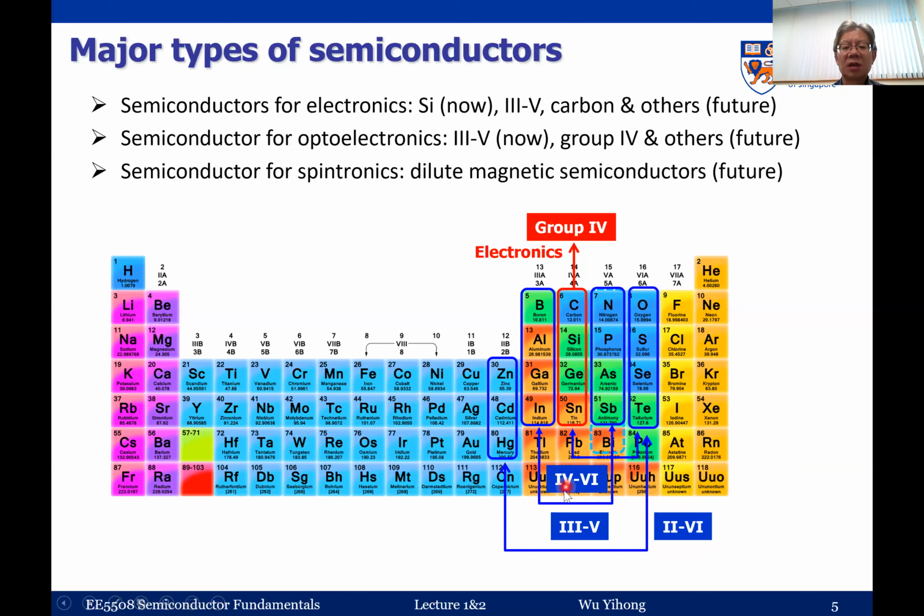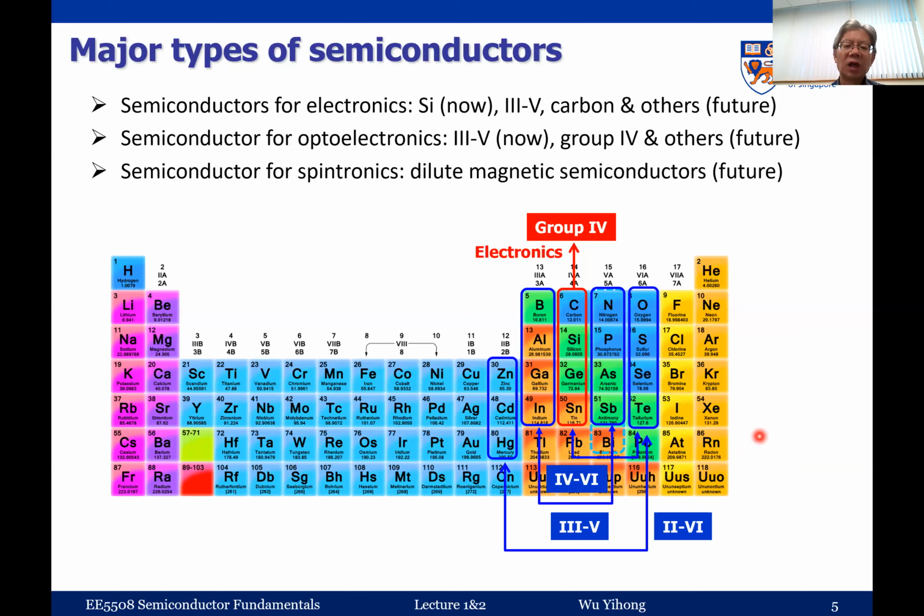And so we do have these so-called 4-6 compounds. Sorry, 4-6, here, this one. For example, just to give you an example, tin telluride, or lead telluride, and then lead selenide. All these materials can be used to fabricate optoelectronic devices with very long wavelengths, right?